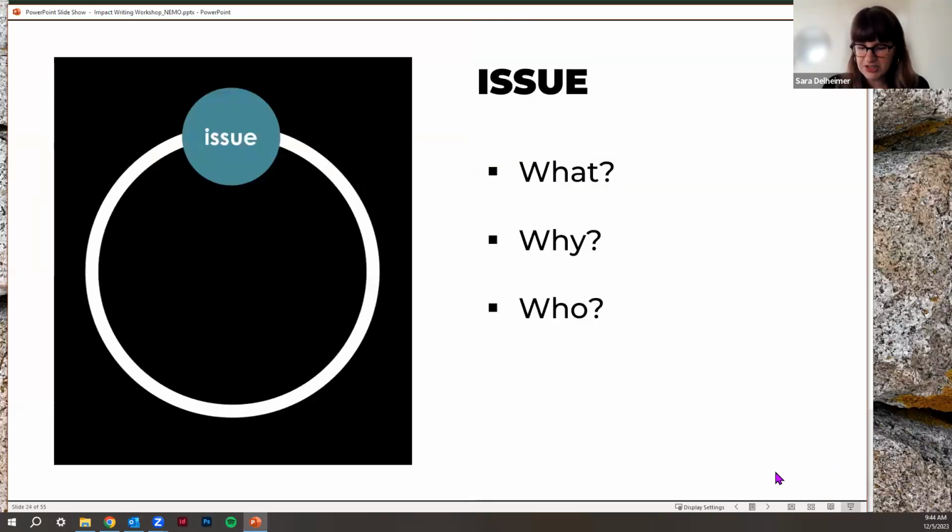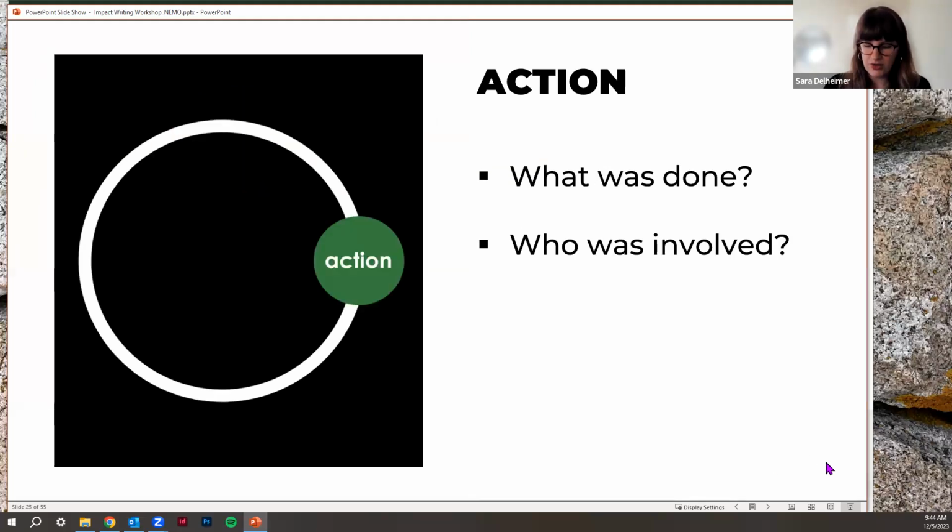So thinking about issue, an impact statement is just going to lay out what the issue is, why it's an issue, and for whom it's an issue. Pretty straightforward. For action, good impact statements just highlight the major activities that helped achieve project impacts. Remember, you're writing for non-expert audiences, so don't go on and on about theory or methods.